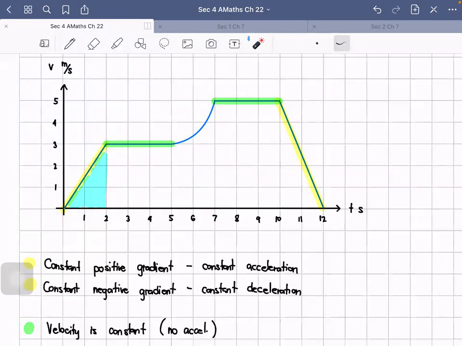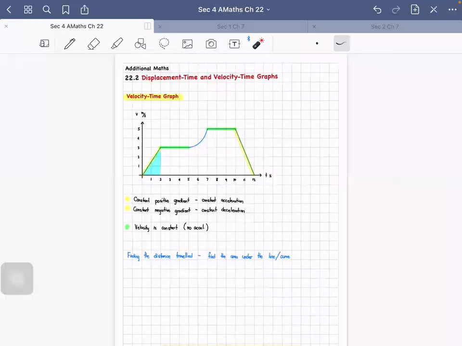So that's one phrase that you might see commonly in this type of question. Okay, so that's the velocity time graph.